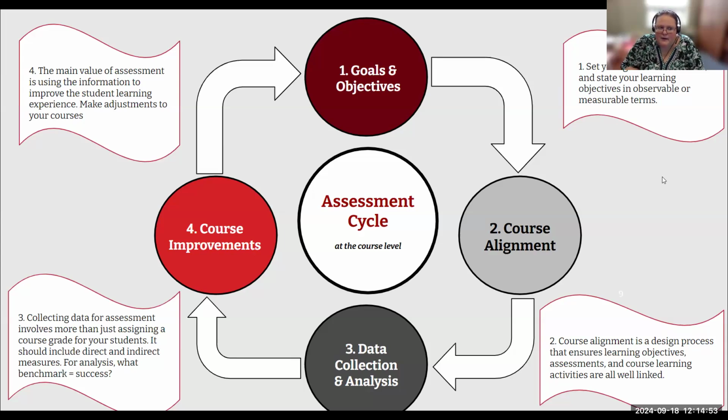And in order to have a good assessment plan for your course, you ultimately need to have your objectives written in measurable terms, right? It's impossible to know if a goal is met if there's no way to measure the outcome. The second step is really course alignment, right? That's the design process that makes sure your objectives for the class are matched up well with the assessment methods that you're using to see if students have met those objectives. And ultimately, are you also having course learning activities that are linked that will give them the information and the skills needed to succeed on the assessment tasks?